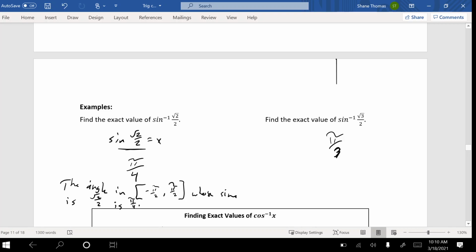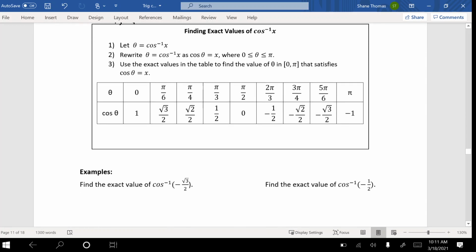All right. But then at the end of the day, I just wrote this out for the explanation of what I actually just found there. If I give this to you on a quiz or test and I say find this, all you have to do is write this. All right. So let's look at a cosine. We have another chart.